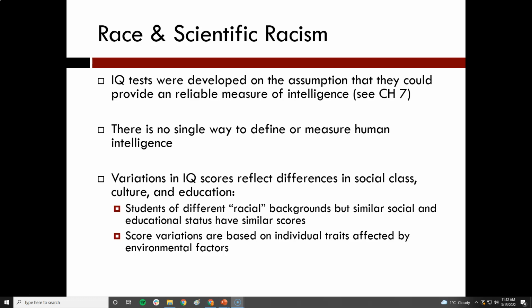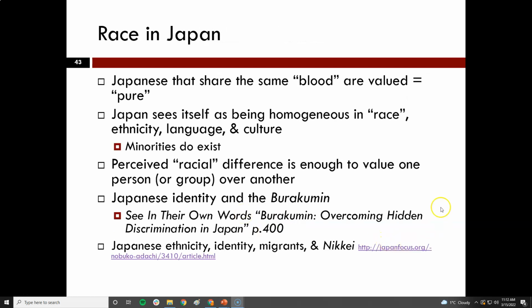and unfortunately been used to reiterate many racist ideologies as well. So what I wanted to emphasize, and Chapter 7 talks about this in your book, is that there is no single way to define or measure human intelligence, and that the variations we see in IQ scores reflect a lot of cultural differences in cultural knowledge, education, and social class. We can talk more about this in class on Friday, because I know quite a few of you will be interested, since there are a lot of IQ tests you can do online, and we'll talk about how these things are shared.